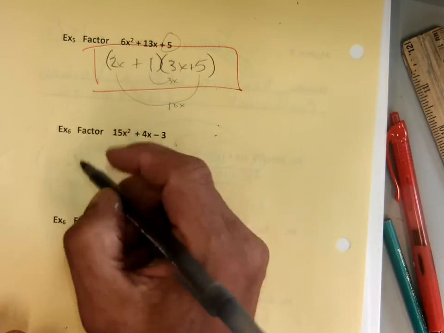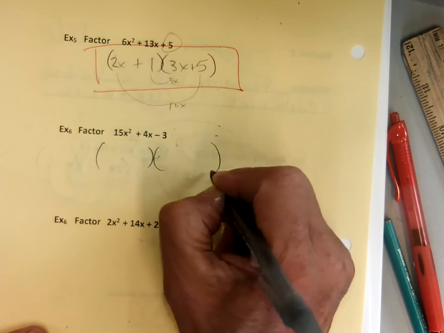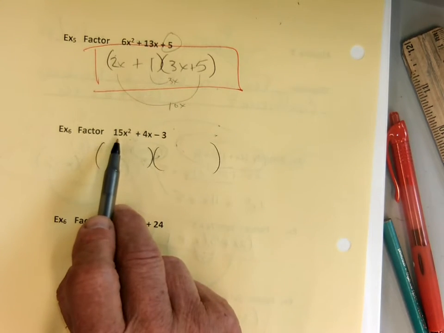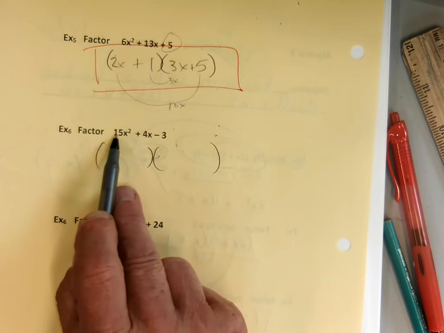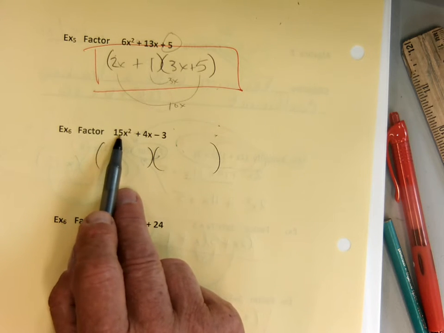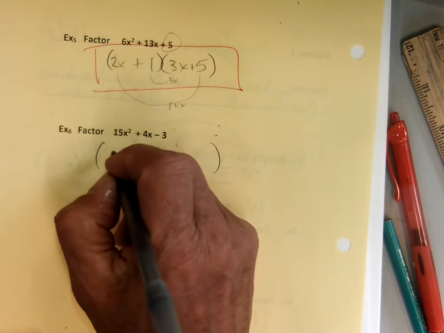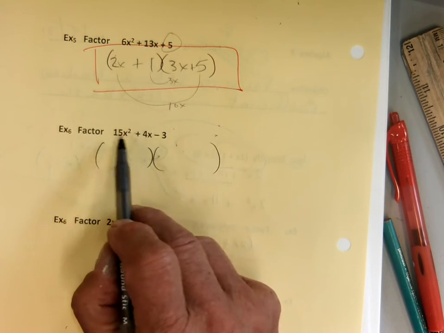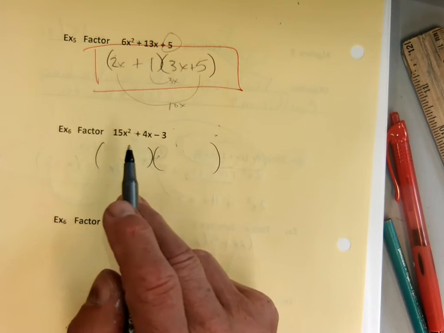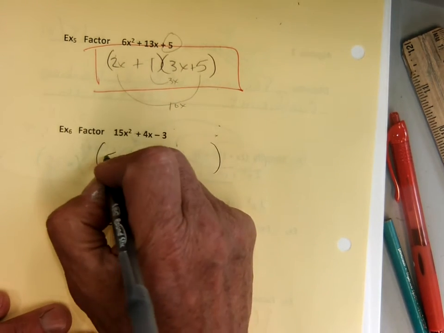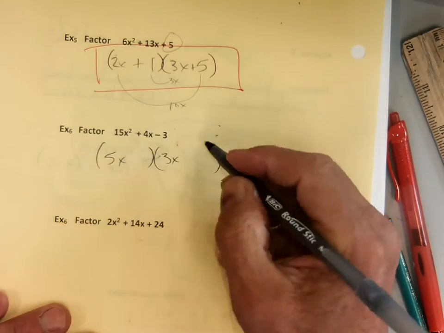Okay, number 6. All right, same thing. So you got a choice. 15 and 1 or 5 and 3. What do you want to try? 5 and 3? Jacob says 5 and 3. A little hint, if this middle number is really, really big, then I use extreme numbers. Does that make sense? Because it'd be multiplied by big numbers, right? Okay. So 5x, 3x, negative 3.